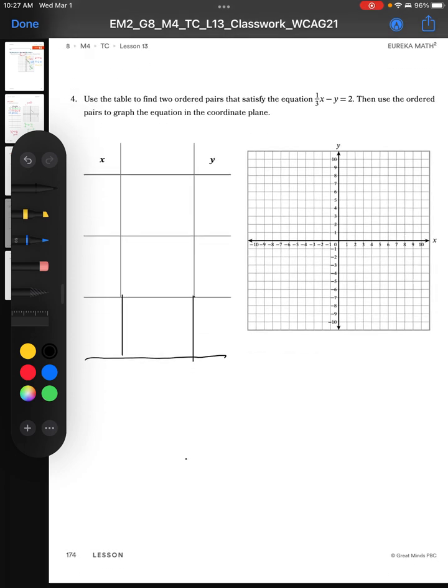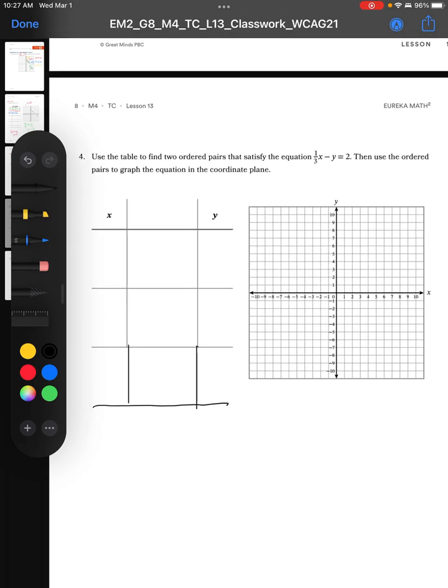You're also doing the same thing on page 174, the difference here being that you now have a fraction. So I'm going to do one of these with you. That's why I drew this extra spot, because I want you to come up with 2 points on your own. We are going to do the first one together. So my equation is 1/3 x minus y equals 2.